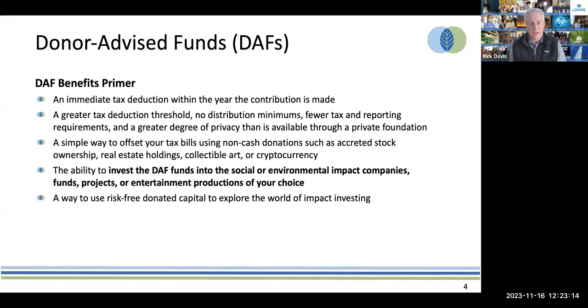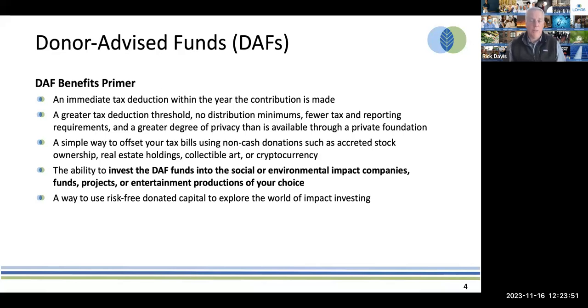DAFs have the ability to invest those funds in social and environmental impact companies, funds, projects, or entertainment productions of your choice. And the entertainment side is maybe a different one for those of you on this call, but we do a lot in the social impact entertainment space, and certainly encourage parties to use their donor advised funds to invest in that next production with message and meaning. And importantly, for this discussion, it's a way to use risk-free donated capital to explore the world of impact investing.